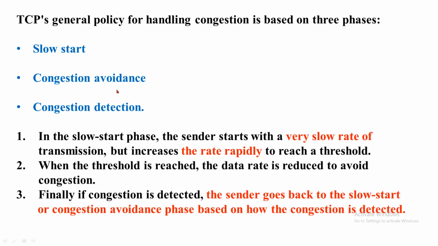The second one is the congestion avoidance phase. The slow start phase continues until it reaches a threshold value, and once the threshold value is reached, it enters the congestion avoidance phase, where the data rate is reduced compared to the slow start phase. And the third one is the congestion detection phase, wherein once congestion is detected, the sender will go back to the slow start phase or the congestion avoidance phase, and that is called the congestion detection phase. Now let's examine each of these phases in detail.